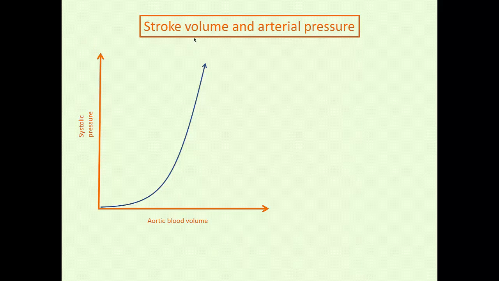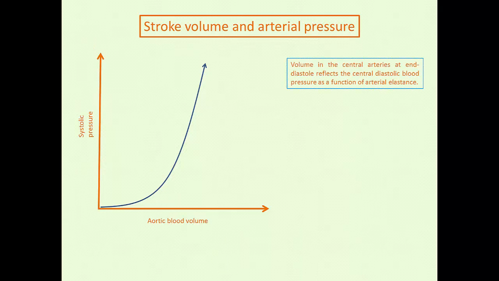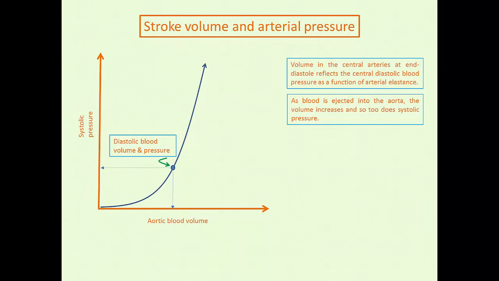and will change the relationship between the aortic blood volume and systolic pressure variation. So the volume in the central arteries at end diastole reflects the central diastolic blood pressure as a function of arterial elastance. So if this is your aortic blood volume at end diastole, this will be your systolic pressure. This should say aortic pressure. This would be your diastolic pressure and the diastolic volume. And then as blood is ejected into the aorta, the volume within the aorta increases, and so too does the systolic pressure.